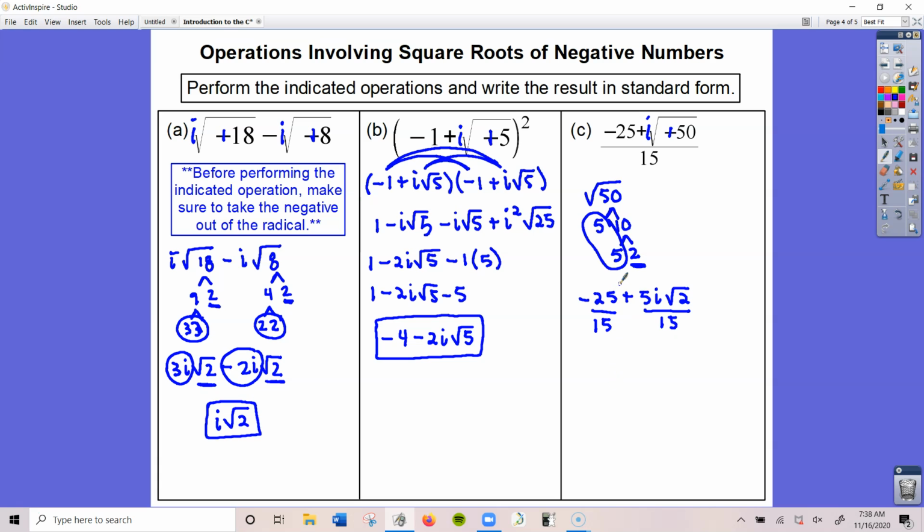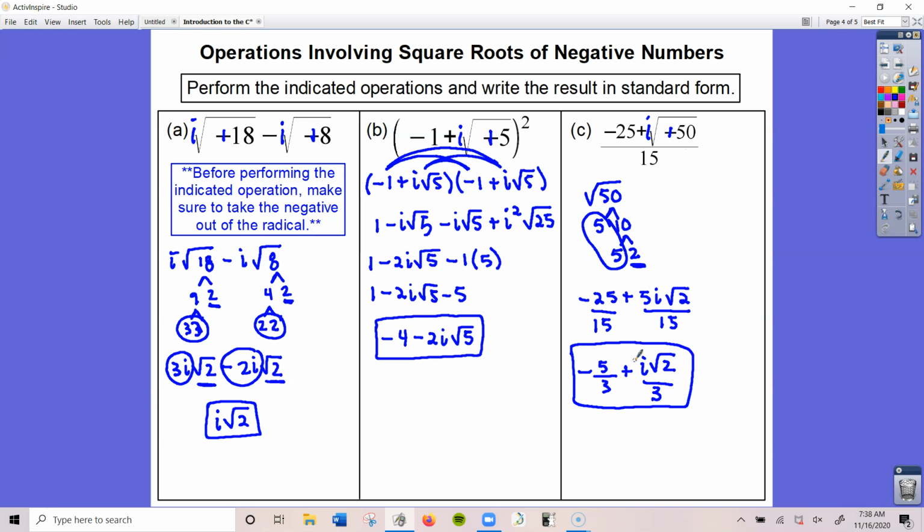And now I can simplify these fractions. 25 and 15 are both divisible by 5, so I can rewrite negative 25 over 15 as negative 5 over 3 plus, and then 5 and 15 here are also both divisible by 5. 5 divided by 5 is just 1, so I square root 2 over 15 divided by 5, which is 3. So this would be my final answer.